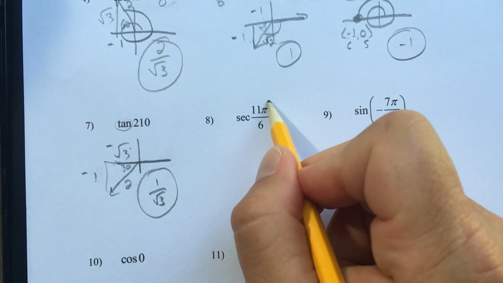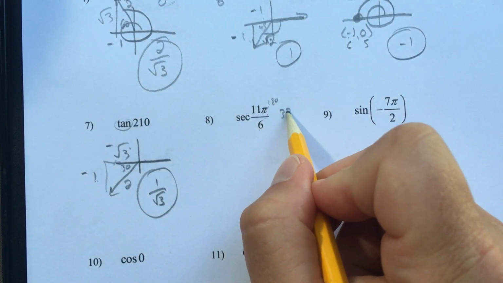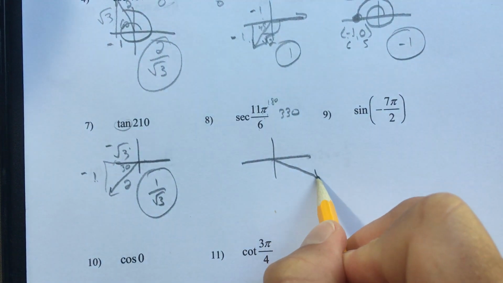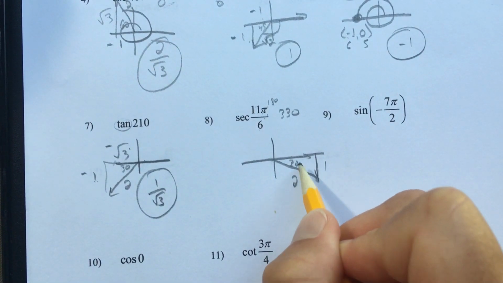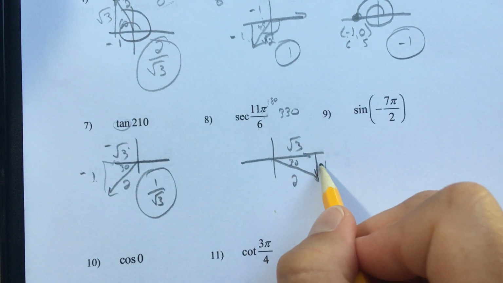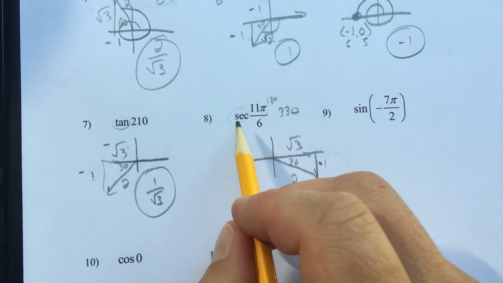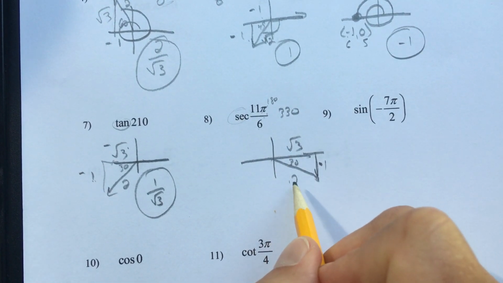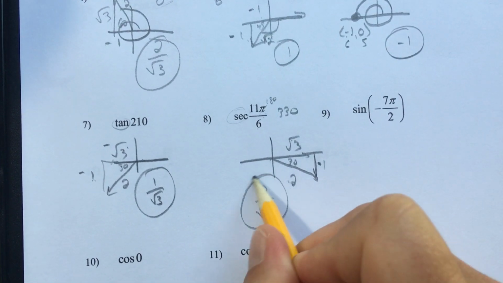11 pi over 6, if I do 180 divided by 6, that's 30. 30 times 11 is 330. 330 puts me right here. Gives me a 30-degree reference angle. So 1, 2, square root of 3. I went in a positive x, negative y, so that's going to be negative there. Secant is the reciprocal of cosine. So instead of adjacent over hypotenuse, we're going to do hypotenuse over adjacent. 2 over square root of 3.